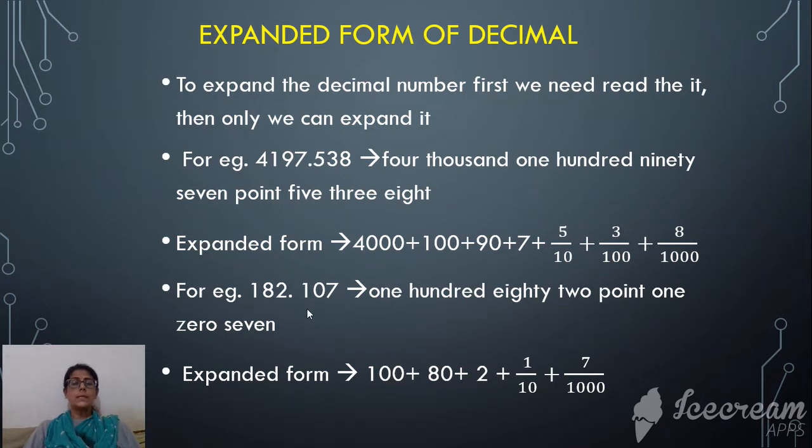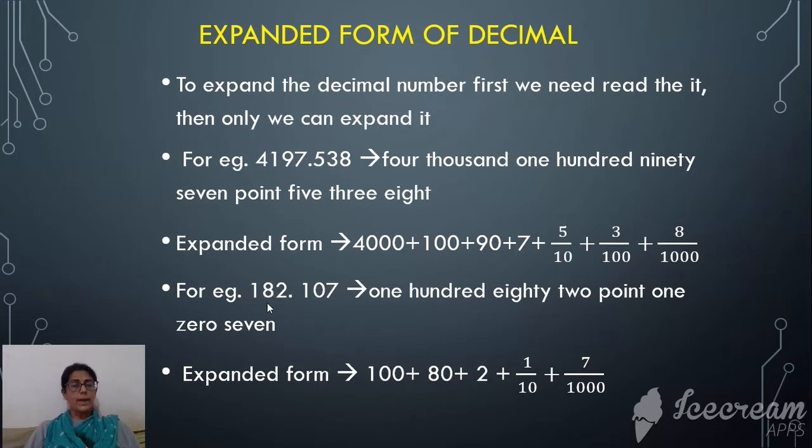Now 1 is in the tenths place, so 1 upon 10. 7 is in the thousandths place, so 7 upon 1000. In the hundredths place, here you can see it is a 0, so we don't have to write 0 upon 100. Understand? We directly write 1 upon 10 and 7 upon 1000. So we have to understand that here in the hundredths place it is a 0.